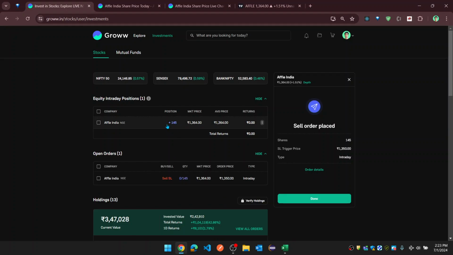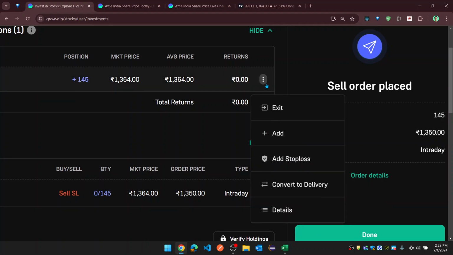Positions are not squared off yet. It will be squared off when 1350 is reached. Now let me teach you how to add a target. If you see here, you get an option of exit.